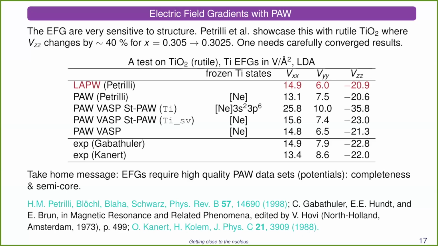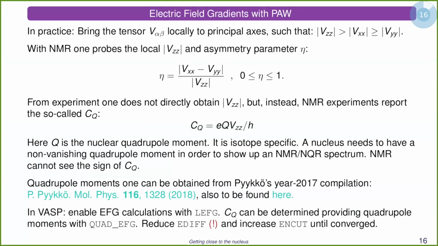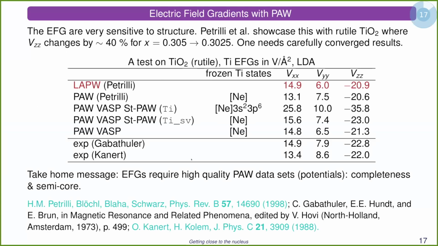But the take-home message here is an important one. You need good PAW data sets, complete, and often you need semi-core states in there. And what you saw over here, you have to be careful with your convergence criteria. You really have to be very careful with the EDIFF and the ENCUT and the K points. But not as sensitive to the K points in a semiconductor like titanium oxide.